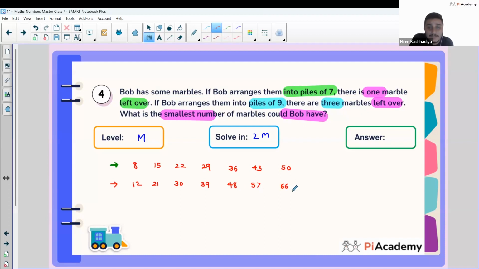Okay, yeah. So see, now I need to increase this series as well. So 7 times 8, that is how much? 56. 56 plus 1. So here I got my number. You can see this is the lowest or smallest number that Bob could have, because this is the number which is coming in the list of both patterns, right? And that is why 56 is the answer, okay?